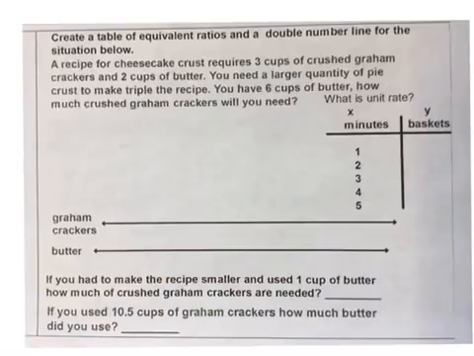So we're going to take a look at this situation, and we're making a cheesecake crust. And you need 3 cups of crushed graham crackers for 2 cups of butter. So first thing is that this is wrong. So you're going to have to change this. So your X is going to be butter, and your Y is going to be graham crackers.